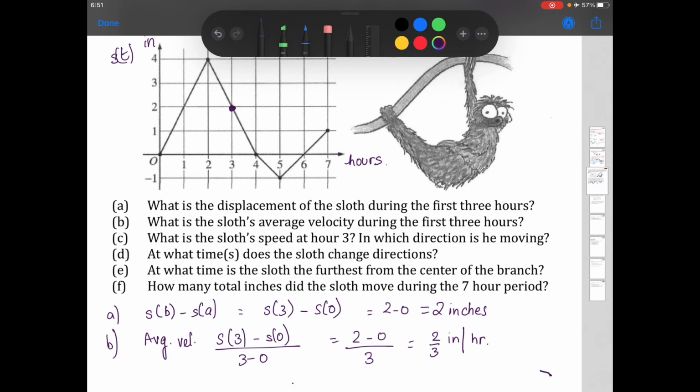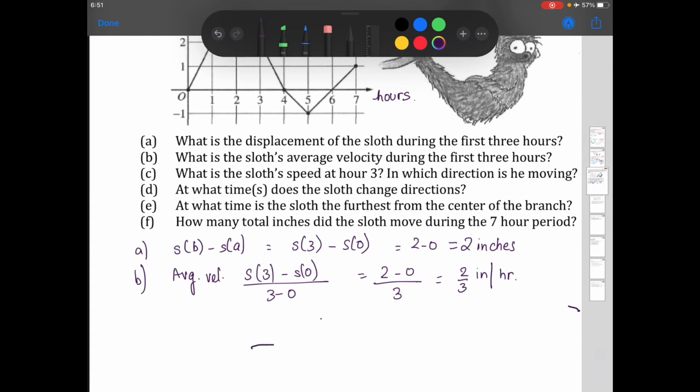Part C. What is the sloth's speed at hour 3? And in what direction is he moving? So remember, speed is basically the absolute value of velocity, right? We want to find the absolute value at t equals 3 of velocity, and we'll have our speed. So how do we do that?